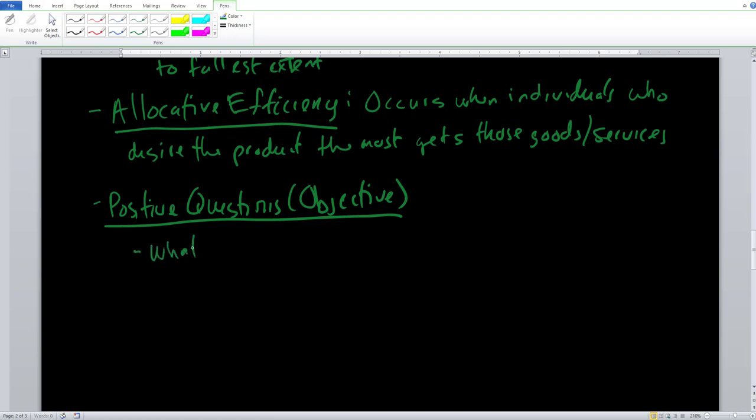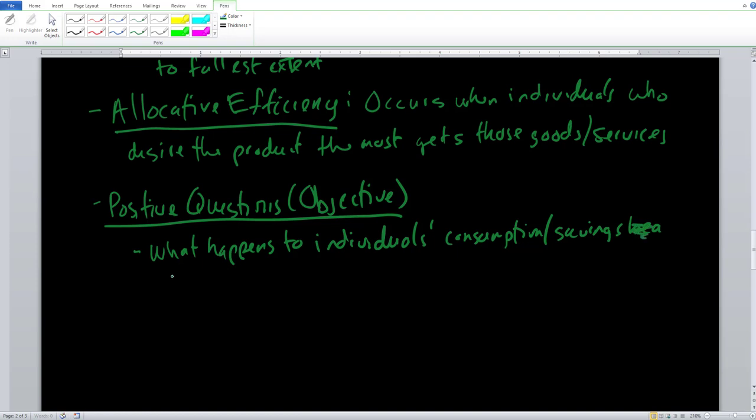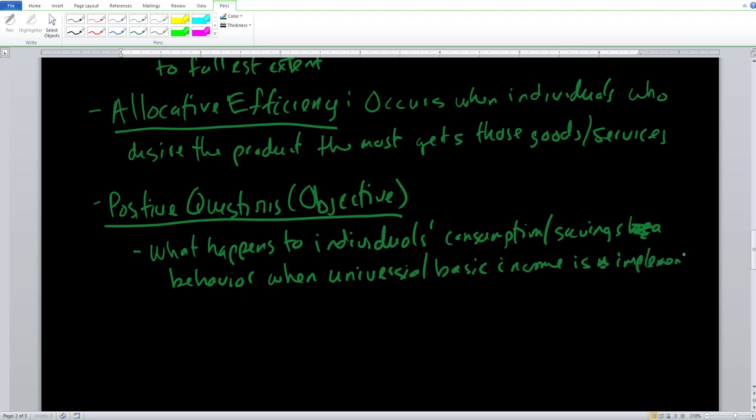Here, let's go ahead and ask, what happens to individuals, or we can say households, consumption slash savings behavior, when there is some type of universal basic income, when universal basic income is implemented? So universal basic income, UBI for short, is something that has gotten a lot of traction over the past few years.